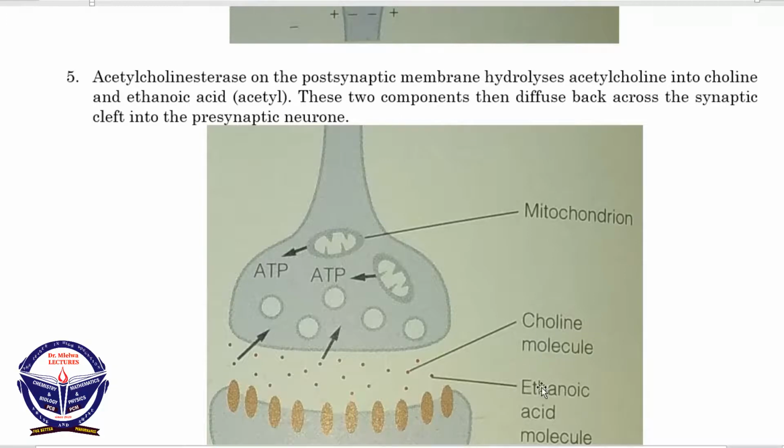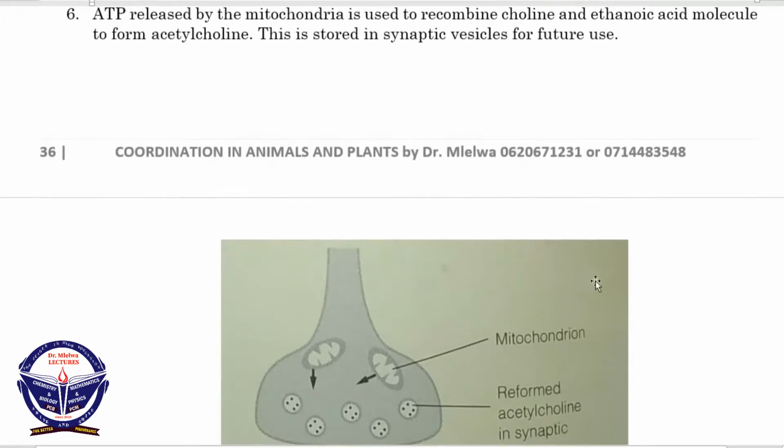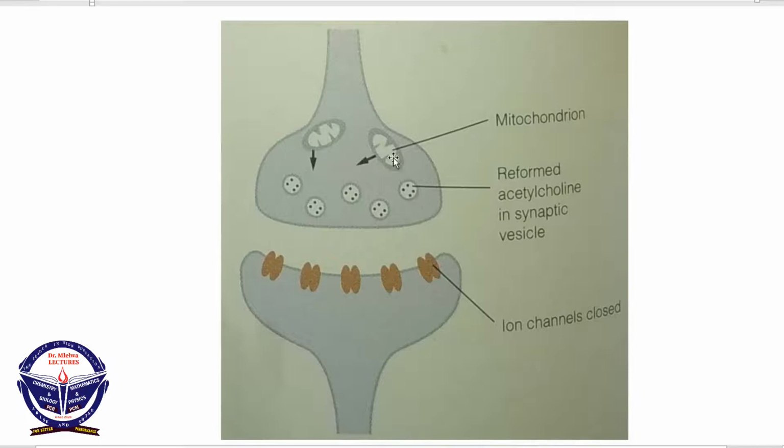The new acetylcholine molecules, formed using the energy produced by the mitochondria, will be packed again in the synaptic vesicles and stored for the next nerve impulse. So the ATP released by the mitochondria is used to recombine choline and ethanoic acid to form acetylcholine, which is stored in the synaptic vesicles for future use. That is the last step.